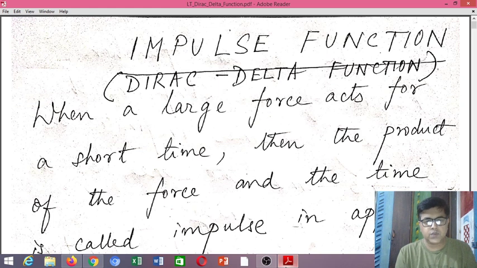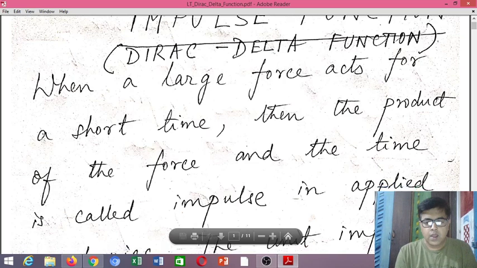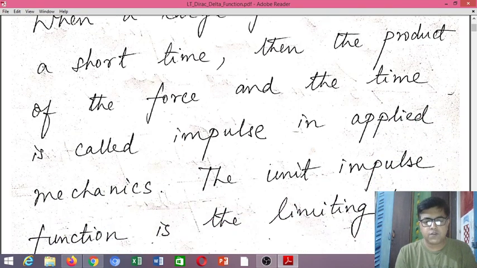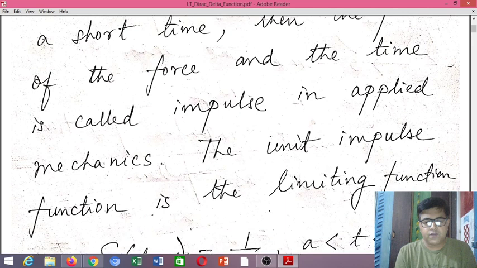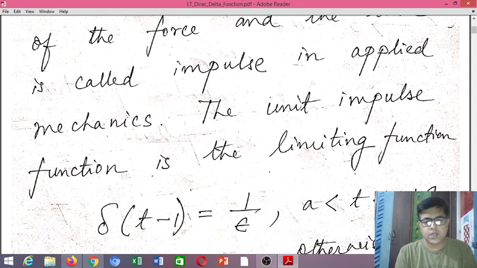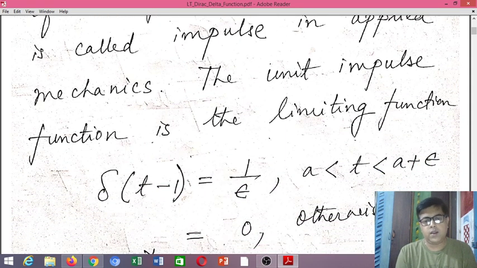Now before I start with the definition of the Laplace transform of impulse function, I define what is an impulse. In applied mechanics, an impulse is said to be a large force that acts for a short time. When a large force acts for a very small, infinitesimal time, then the product of the force and the time is called impulse in applied mechanics. Now, the unit impulse function is the limiting function which is normally denoted by delta t minus 1.